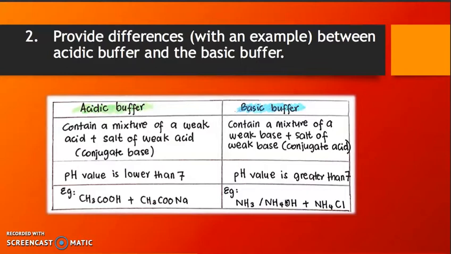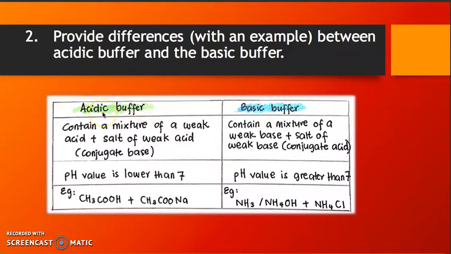Number 2. Provide the differences, with an example, between an acidic buffer and a basic buffer. For this question, if you give the difference between acidic and basic buffer, please write it in a table, so it's easy for us to see the difference between acidic buffer and basic buffer.